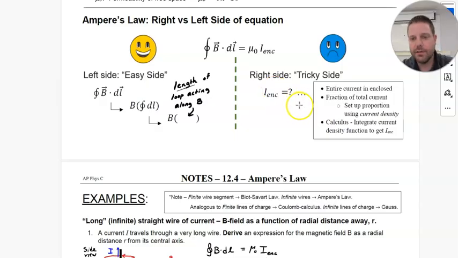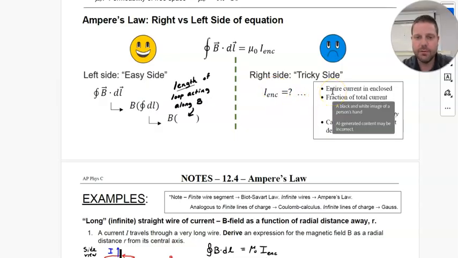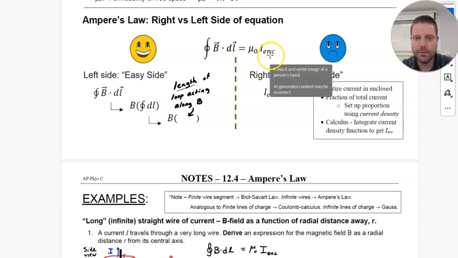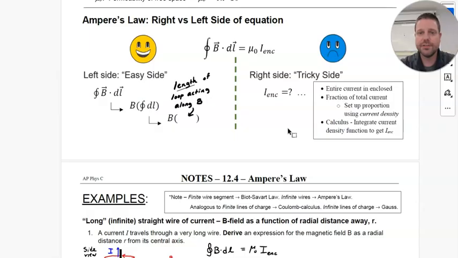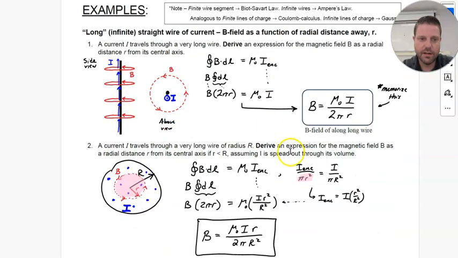The right side can be a little bit trickier because we can have an easy situation where we know the total charge is passing through, or we can have a fraction of the total charge where it's a proportion, just like in Gauss, where it was some fraction of the total charge. We can also be given the current density as a function, and we can integrate that to get the I enclosed. So let's look at some examples there.